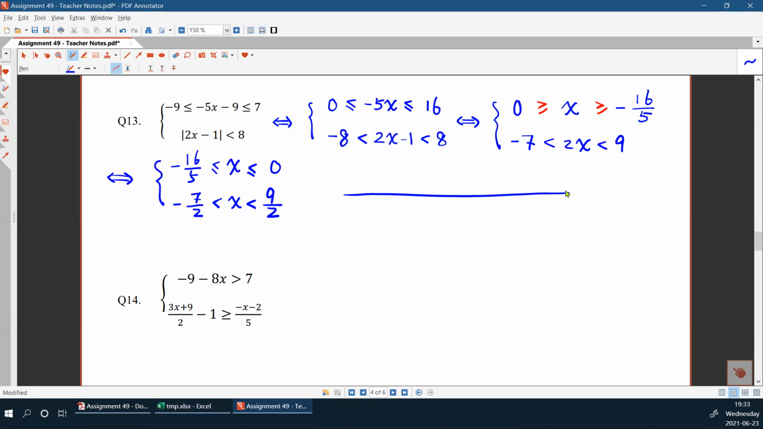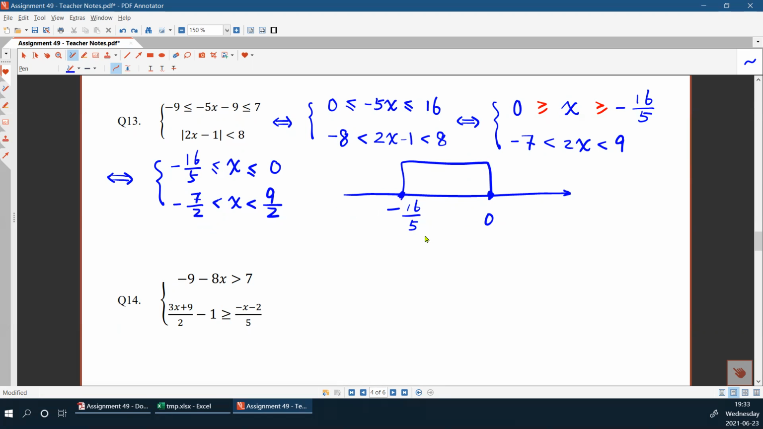To do this, we can draw a number axis to help us analyze if we can combine these two solutions. First of all, we have minus 16 over 5 and 0, right? This is the first solution, minus 16 over 5 to 0, inclusive. Okay, second, minus 7 over 2. First of all, we need to know where is this number? What's the relative position to the existing two numbers?